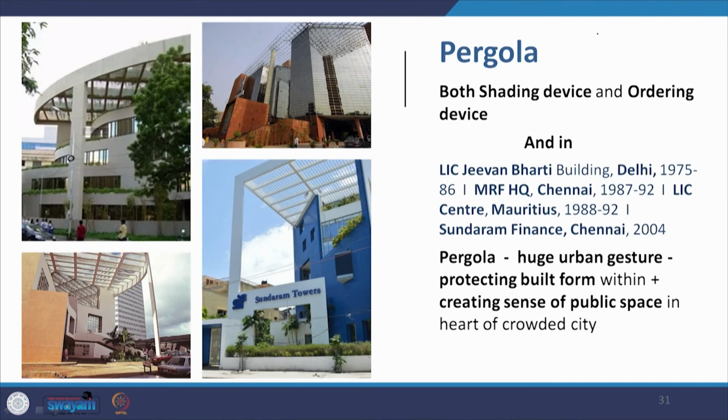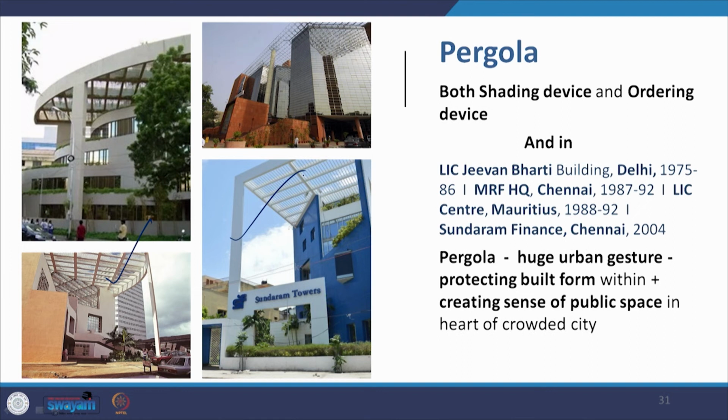Now the pergola itself is a shading device and an ordering device in the works of Charles Correa, and he repeatedly uses that. In fact, it became a kind of identifying symbol of the projects of Charles Correa. There are many identification points that help you to know that, okay, this building probably could be that of Charles Correa, but one of them is the pergola. So you find that in the Jeevan Bharti building, the MRF headquarters, the LIC center that is in Mauritius, and the Sundaram Finance in Chennai that was done in 2004.